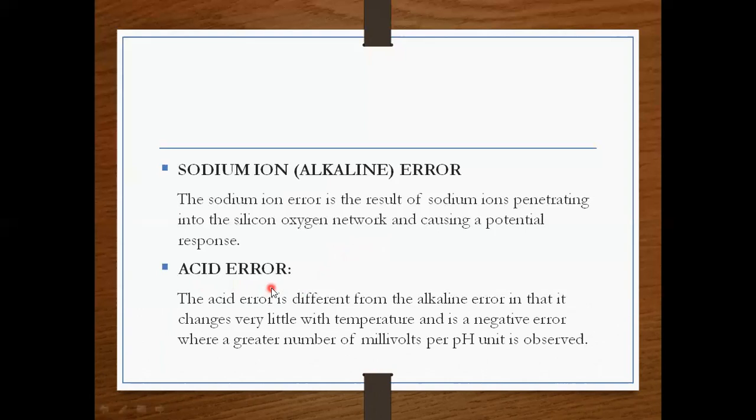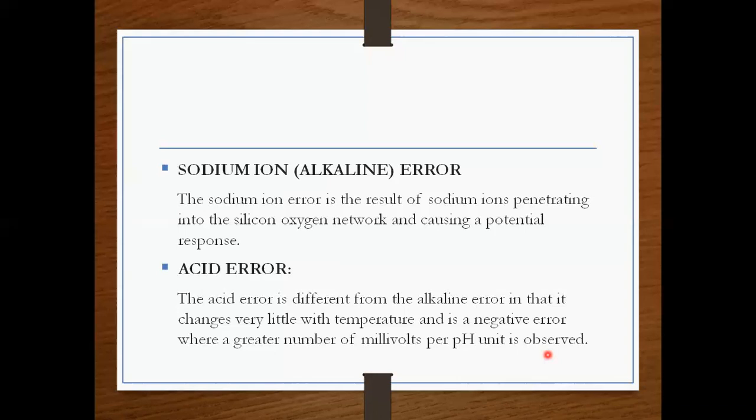The next one is the acid error. The acid error is different from the alkaline error in that it changes very little with temperature and is a negative error, where a greater number of millivolts per pH unit is observed. At very low pH values, less than 1, the gel layer of the pH sensitive glass membrane absorbs acid molecules. This absorption decreases the activity of hydrogen ions and results in a lower potential at the outer membrane phase boundary that is in contact with the unknown solution. The pH measurement therefore shows a higher pH value than the actual pH value of the sample solution. So this is the acid error.